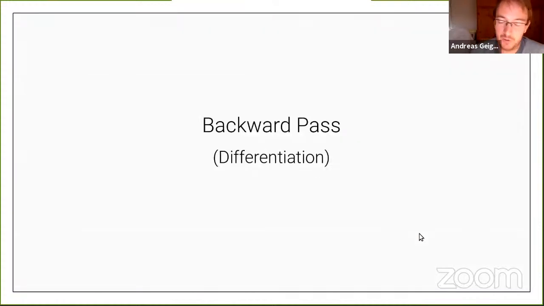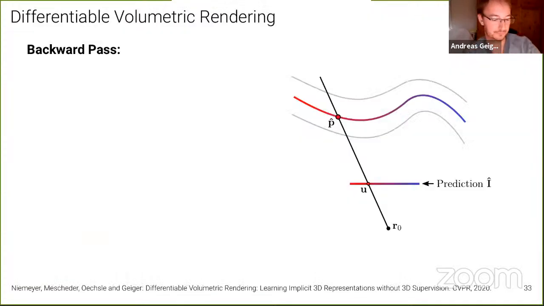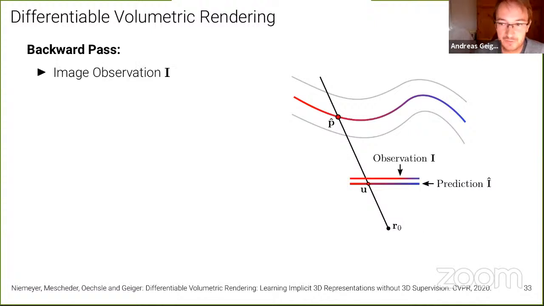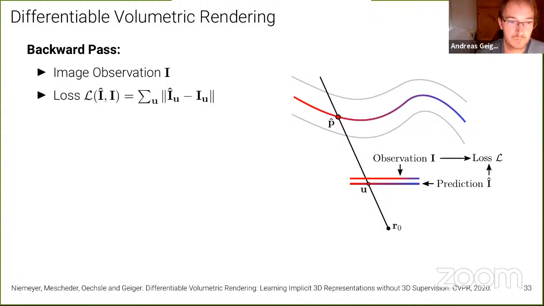Now this was easy, but how about the backward pass? How do we backpropagate gradients through this procedure? So what we want to do for the backward pass is first define a loss function. We use a pretty standard loss function. We have a prediction I hat under the current model, the texture field and the occupancy network. And then we have an observation I. And we simply formulate a loss function by minimizing some reconstruction error, let's say the L1 or L2 loss between these two images. This is going over all pixels u here.